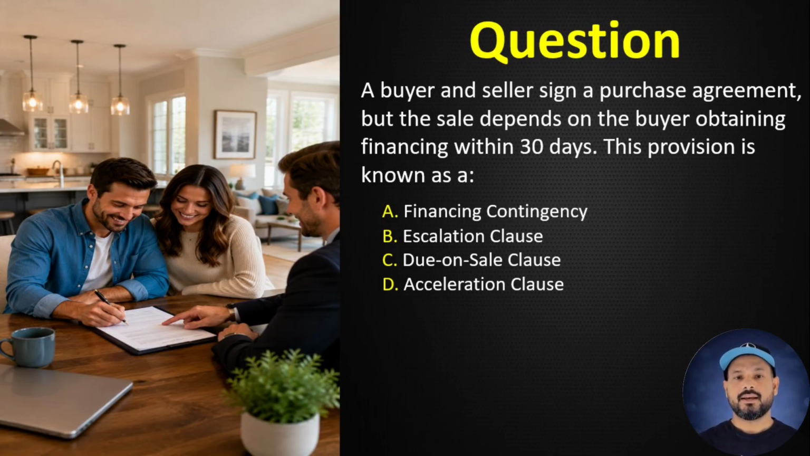Question number 10. A buyer and seller sign a purchase agreement, but the sale depends on the buyer obtaining financing within 30 days. This provision is known as A. Financing contingency, B. Escalation clause, C. Due on sale clause, D. Acceleration clause. Correct answer, A. Financing contingency. A financing contingency allows the buyer to cancel if financing cannot be obtained.